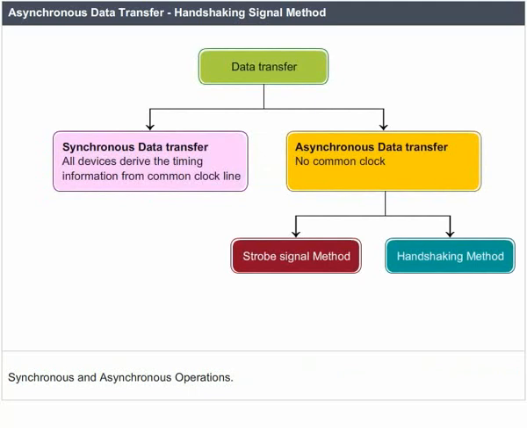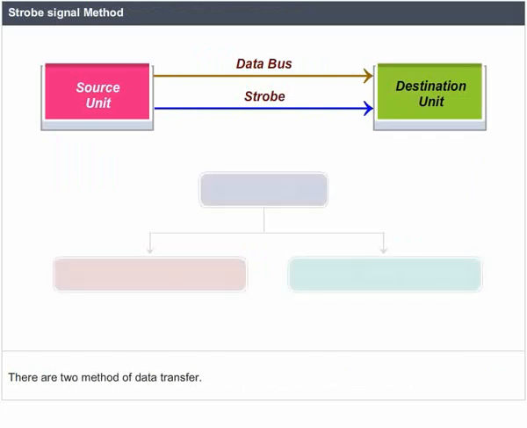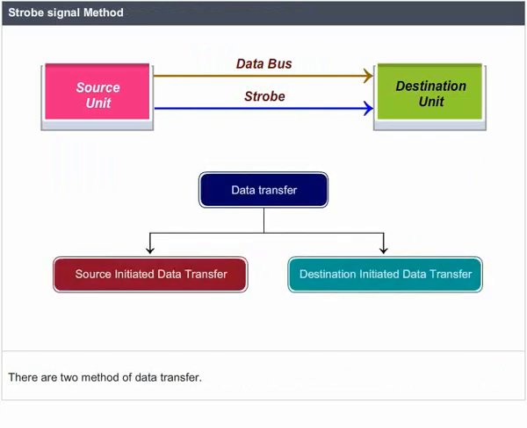Synchronous data transfer: all devices derive the timing information from a common clock line. Asynchronous data transfer: no common clock. There are two asynchronous data transfer methods: strobe signal method and handshaking method. Strobe signal method: the strobe pulse is supplied by one of the units to indicate to the other unit when data transfer occurs. There are two methods of data transfer: source-initiated data transfer and destination-initiated data transfer.